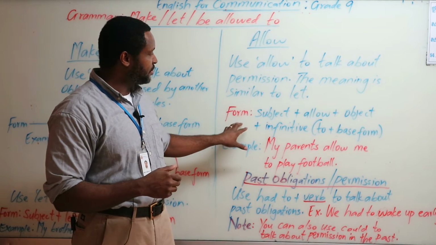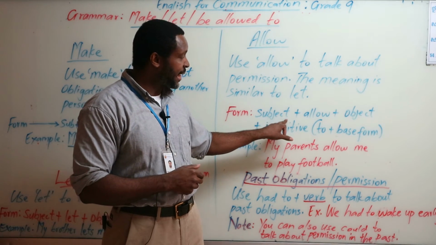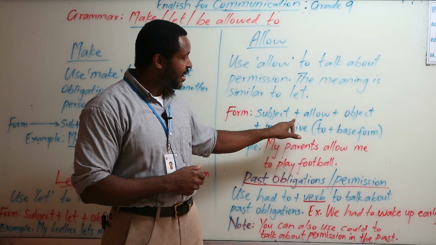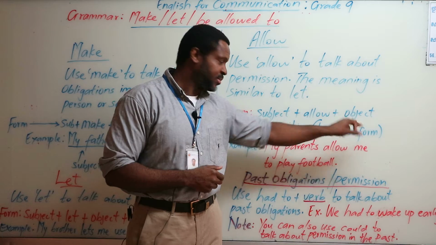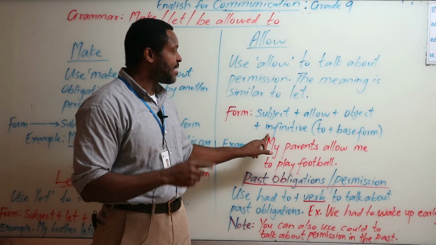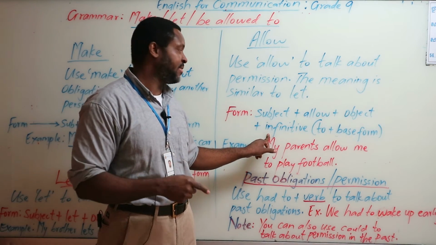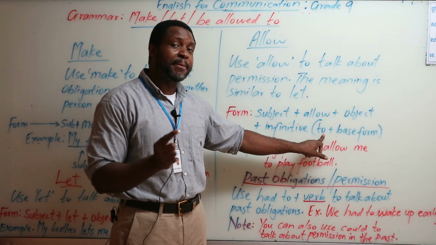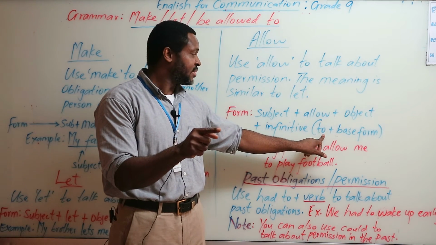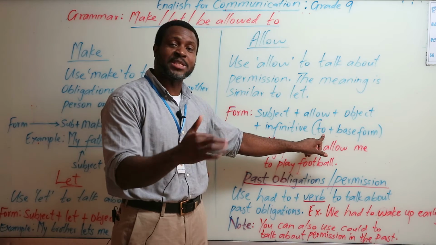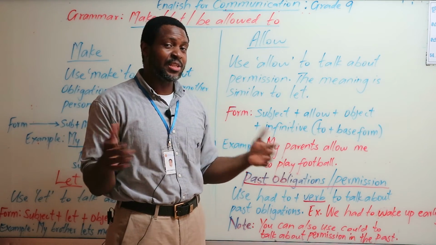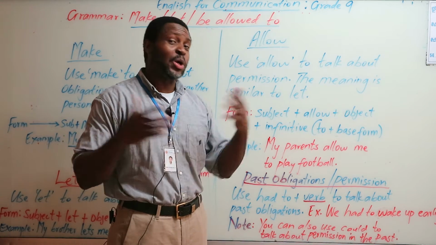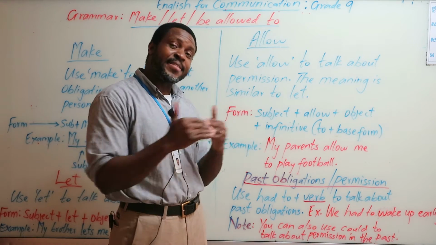This is the form: subject, allow, and the object. And infinitive. The infinitive is to plus verb. To plus verb is called infinitive. Like when you say to dance, to eat, to drink, to play, to go. These are called infinitives.